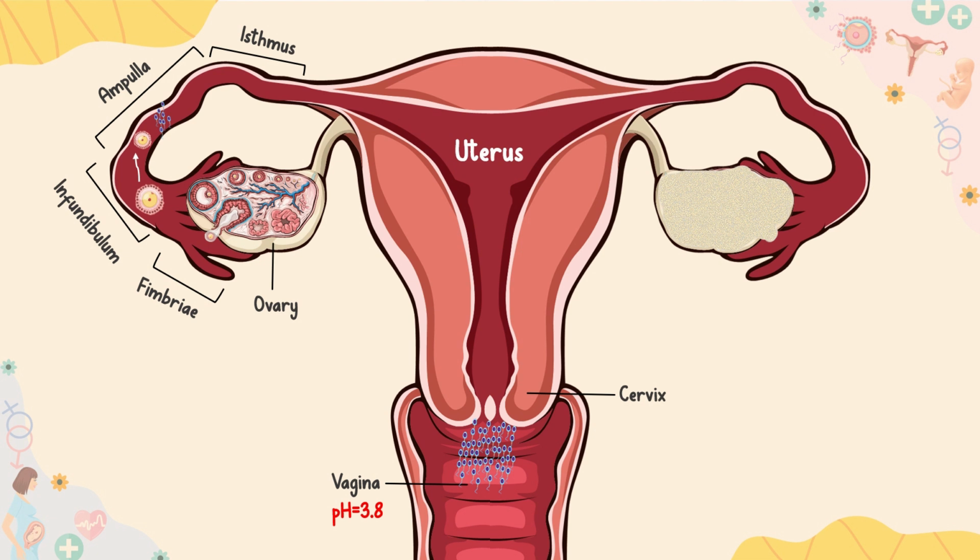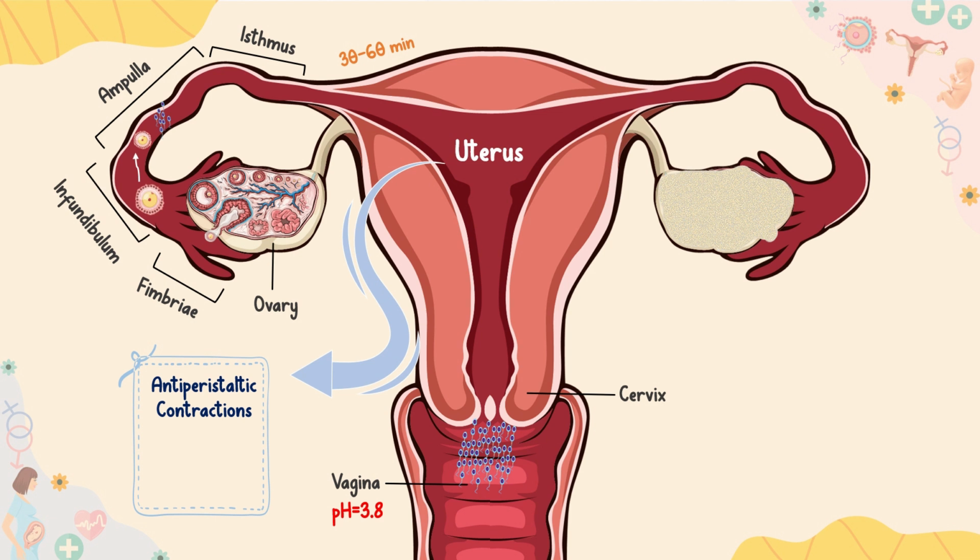Sperms cover all this journey, from the vagina to the ovarian end of the fallopian tube, within 30 to 60 minutes. And this movement of sperm is actually facilitated by the antiperistaltic contractions of uterine muscles that are induced by oxytocin. You know, a hormone secreted by the posterior pituitary by neuroendocrine reflex during sexual intercourse. These contractions are also facilitated by prostaglandin PGE2 present in male seminal fluid.